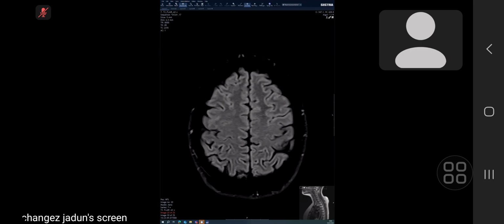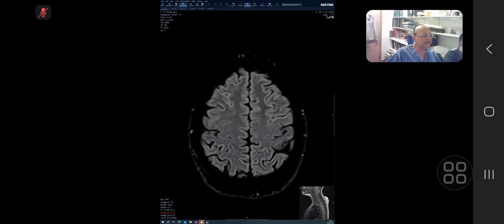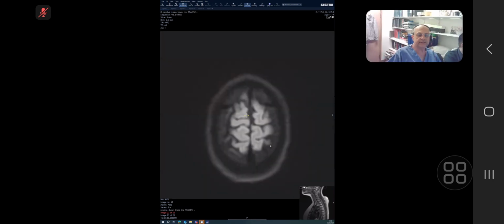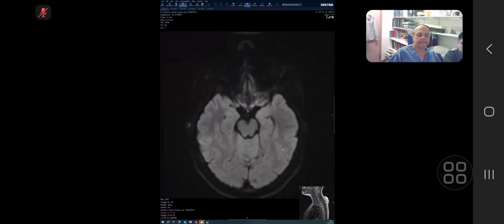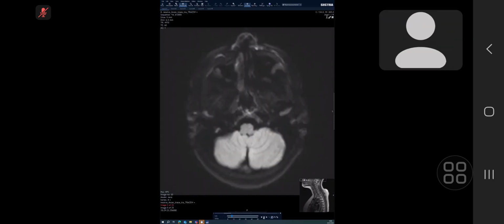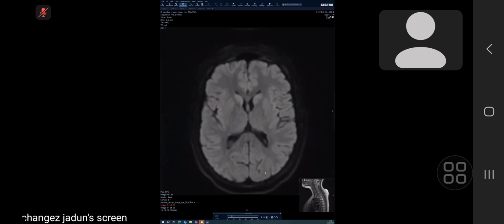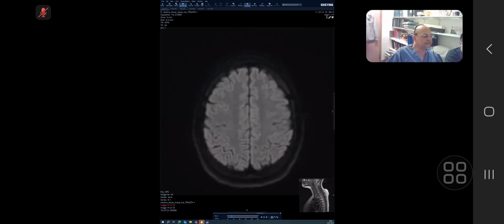Since I've already seen the FLAIR images, I'd like to just take a look at the diffusion weighted images if they're there. Okay. Here is the diffusion weighted image. They also don't show any obvious acute restriction focus. So then I'd like to proceed with the cervical cord MR. Okay. So here comes the cervical.